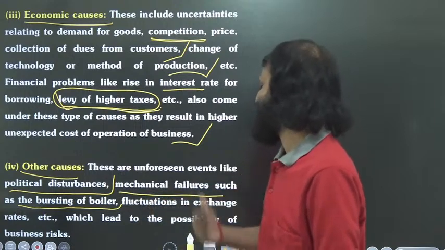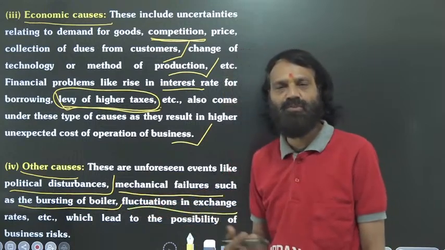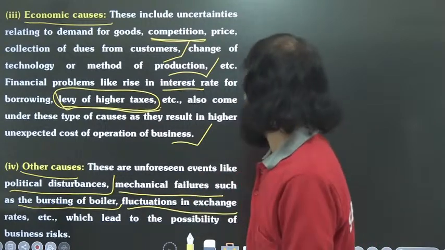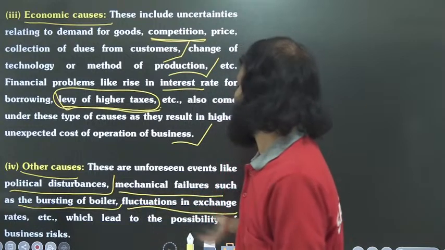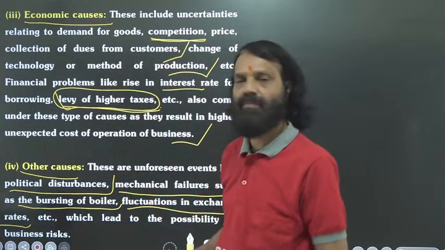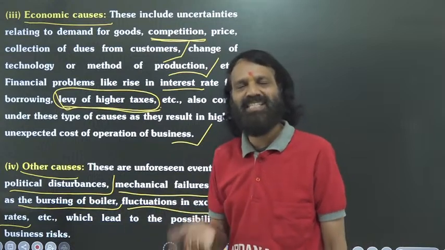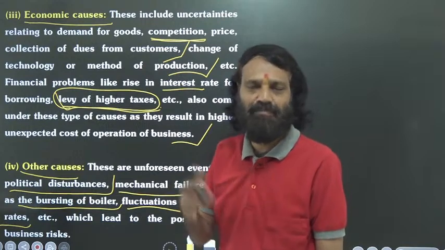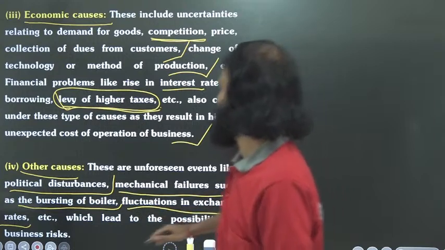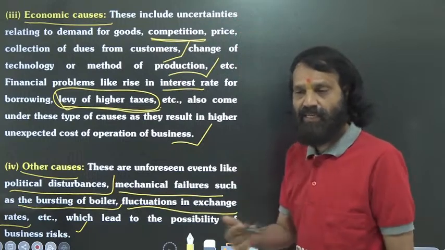Fluctuations in exchange rate. Some business organizations concentrate only on export business. Then what happens is fluctuations in exchange rates, the foreign monies. Sometimes the exchange rate goes up by 1 or 2 rupees, sometimes it goes down by 4 or 5 rupees. All these can also create uncertainty and risk in business, which leads to the possibility of business risk. All these mentioned points affect the business directly or indirectly.